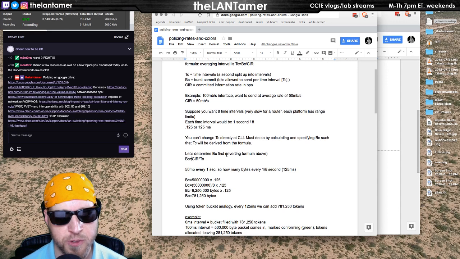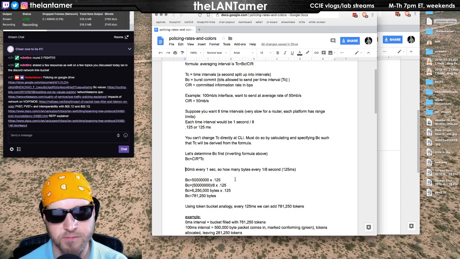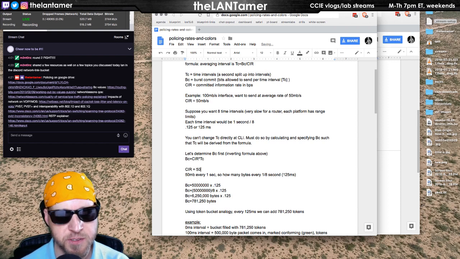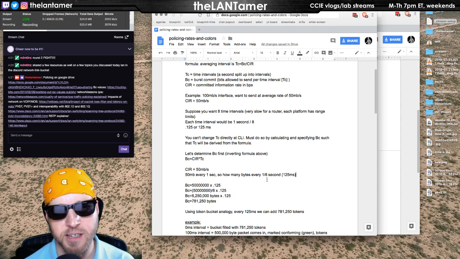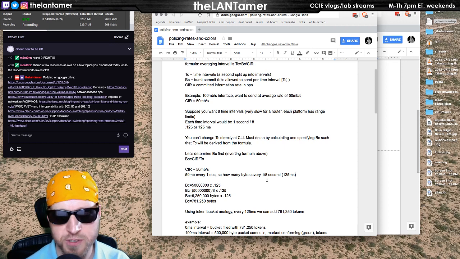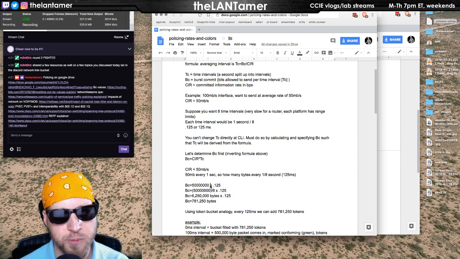right? So what we do in our formula is, let's say, we know what our committed information rate is. The CIR we said is 50 megabits per second. So that's 50 megabits every 1 second. So how many bytes is that in 1/8 of a second? How many bytes of that is in 0.125 or 125 milliseconds? That's what we need to figure out. So burst commit is going to be, we put 50 megabits times 0.125, which is our interval.